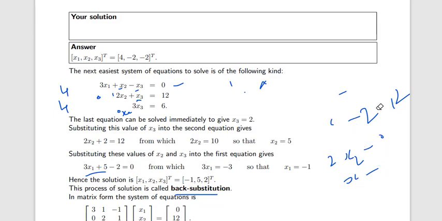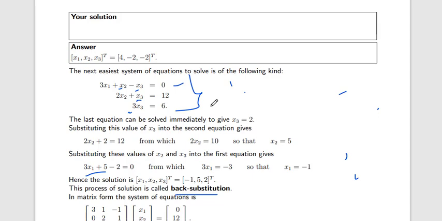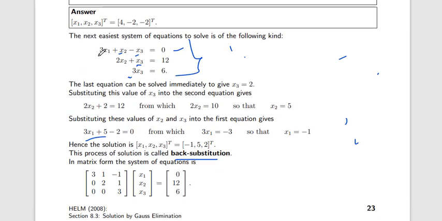Now if we want to write these three linear equations in matrix form, it is easy. First equation: what is the coefficient of x1? 3. What is the coefficient of x2? 1. What is the coefficient of x3? Here you know there is a minus, so in matrix form also we write the answer as -1. Coefficient of x3 is minus.